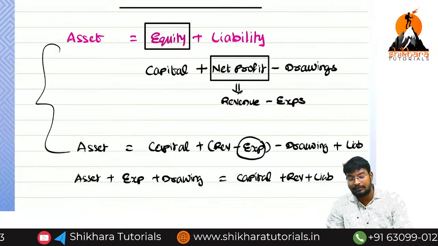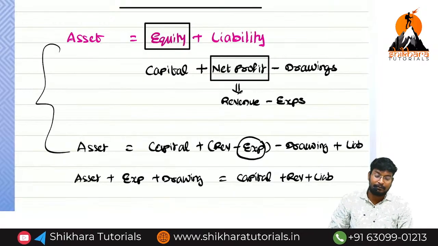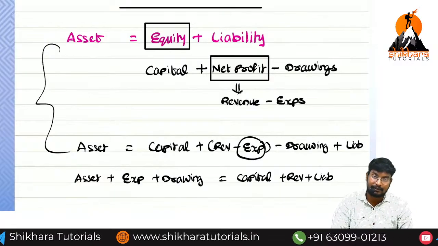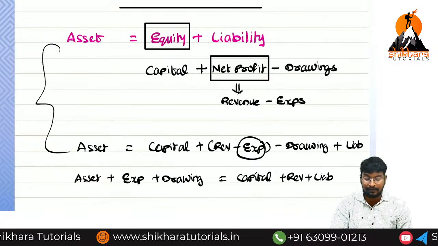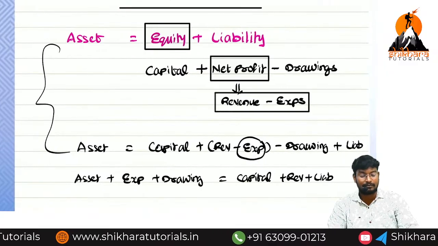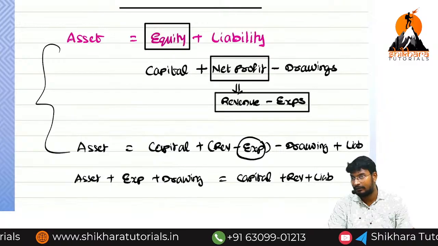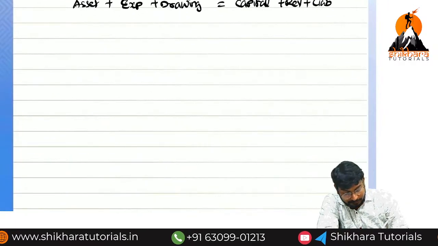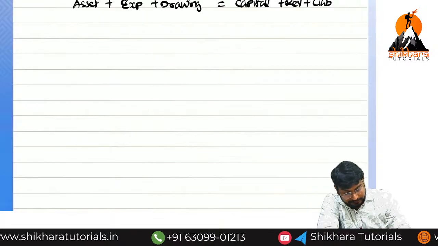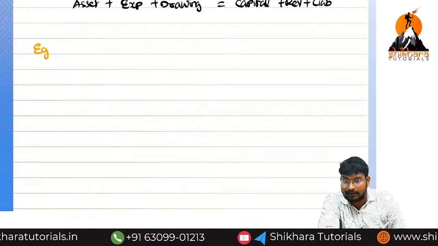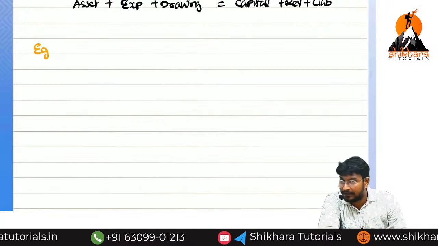What is the normal equation? Asset equal to equity plus liabilities. How are they writing the equity, ma? Capital plus net profit minus drawings. What is the meaning of net profit? Revenue minus expenses. So totally they are writing like that. I am taking one example. What is that example, sir? It is appearing. Okay, fine. That color is appearing.